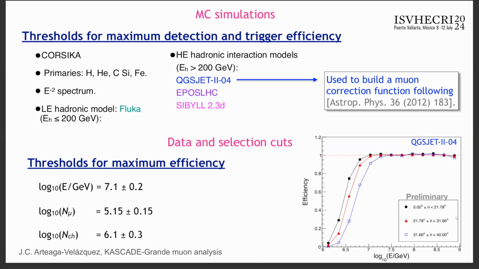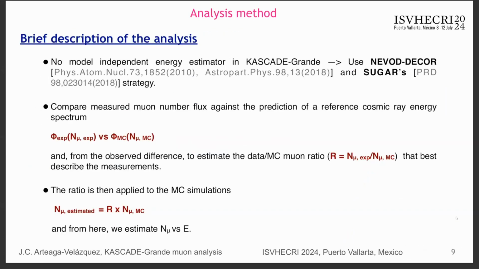So by using these Monte Carlo simulations and the set of quality cuts that we have applied, these are the thresholds for the maximum trigger and reconstruction efficiency. For the energy, in logarithm scale, it's around 7.1. There are some variations depending on the zenith angle and also on the hadron interaction model that we are using, as you can see, for example, from this plot of efficiency as a function of the primary energy. And for the muons, we have a sensitivity of around 10 to the 5 approximately. So with that, let me go directly to the description of the analysis.